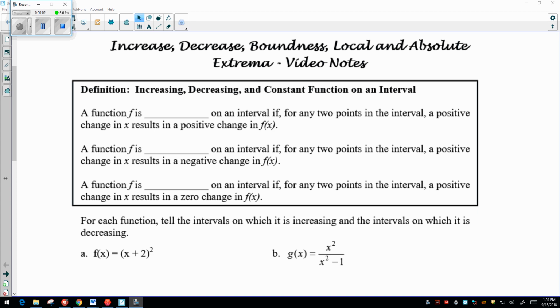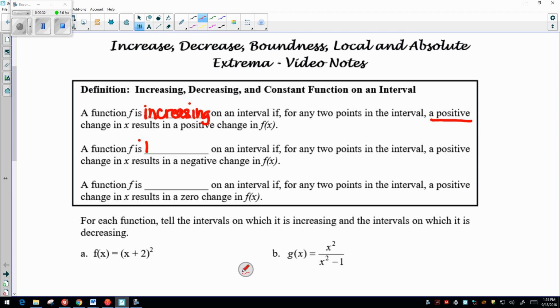Okay, so today we are going to talk about increase, decrease, boundedness, local, and absolute extrema. So the first thing we're looking at is some definitions. We have here a function f is increasing on an interval if for any 2 points in the interval a positive change in x results in a positive change in f of x.